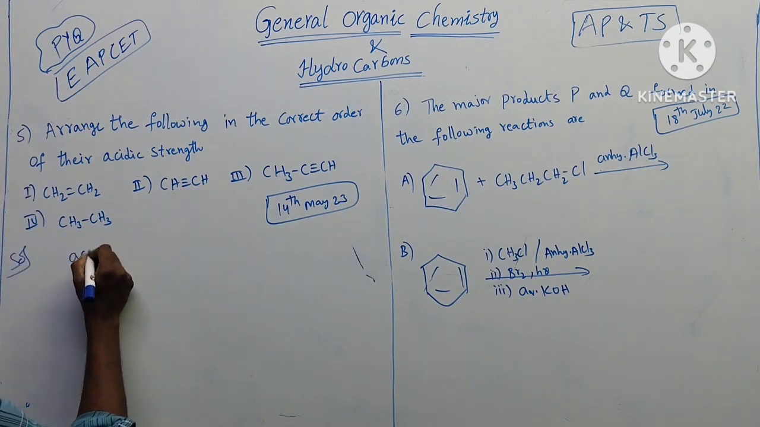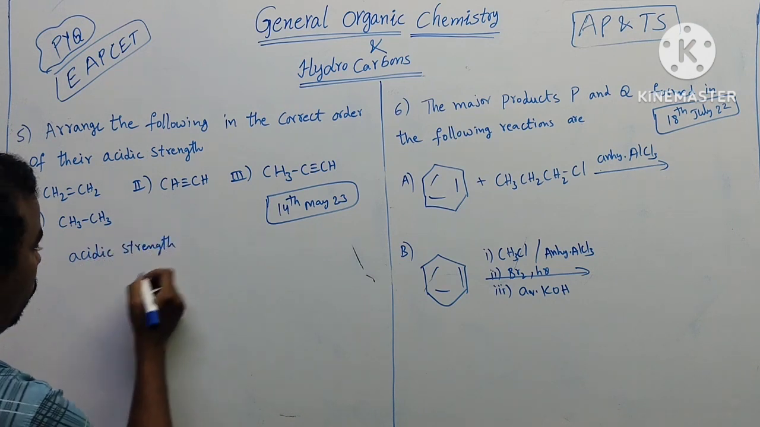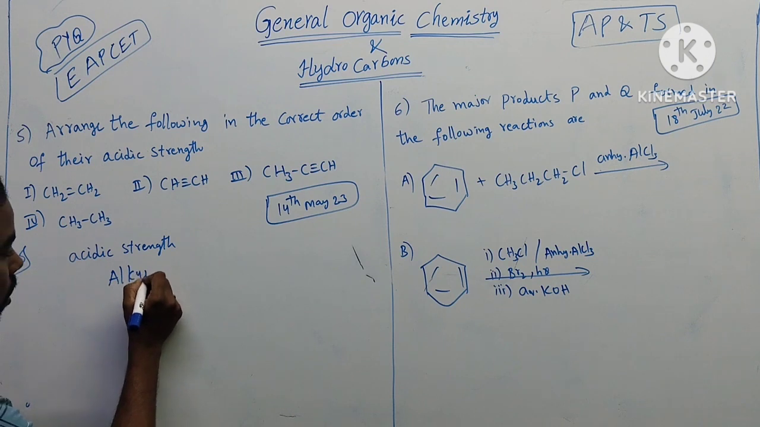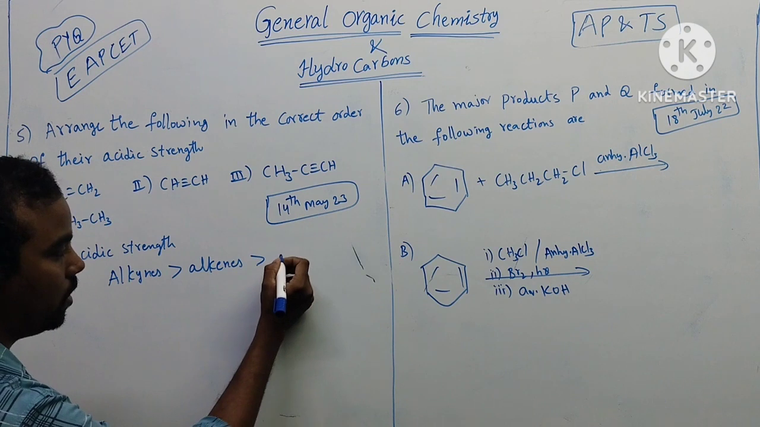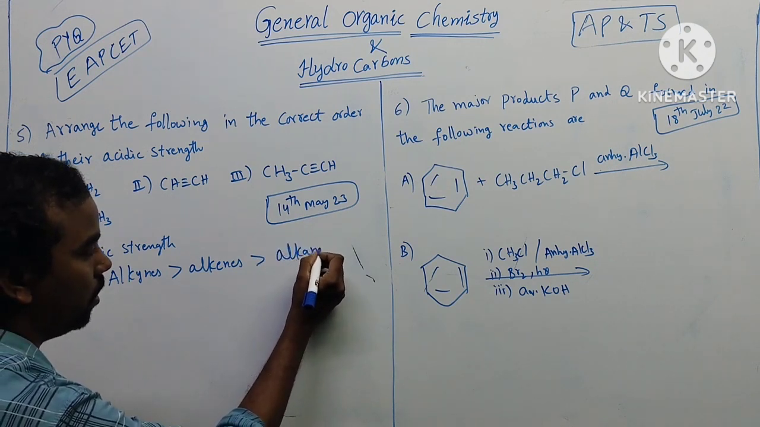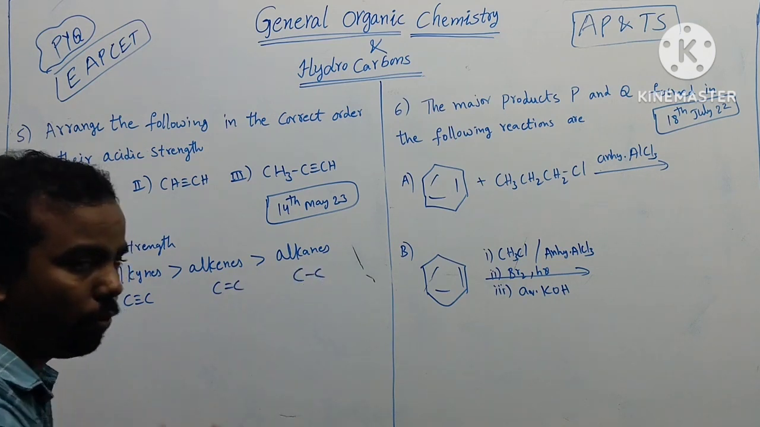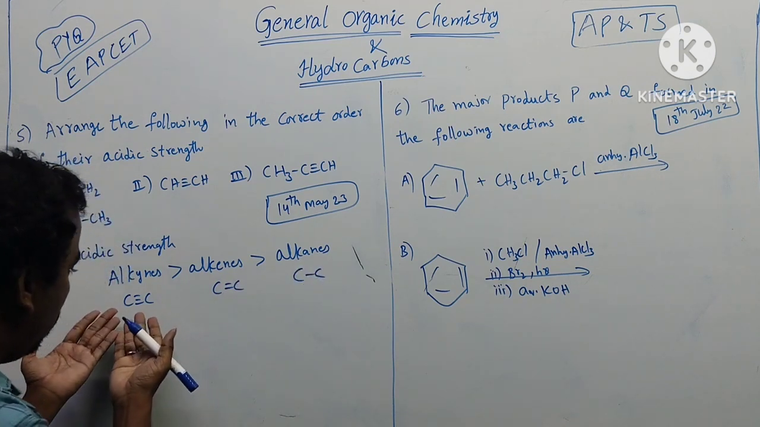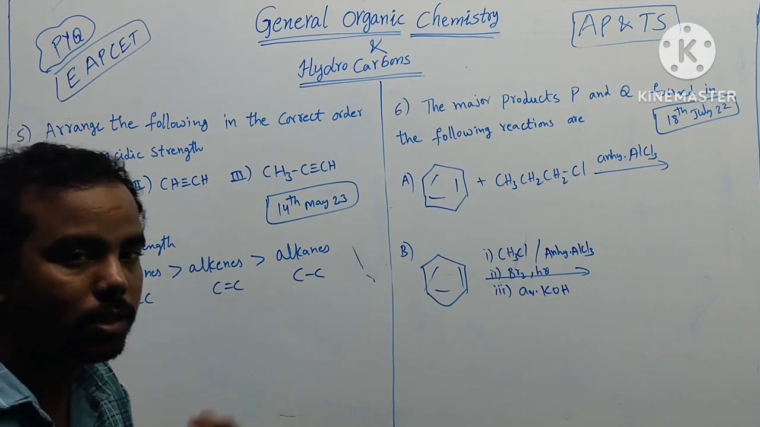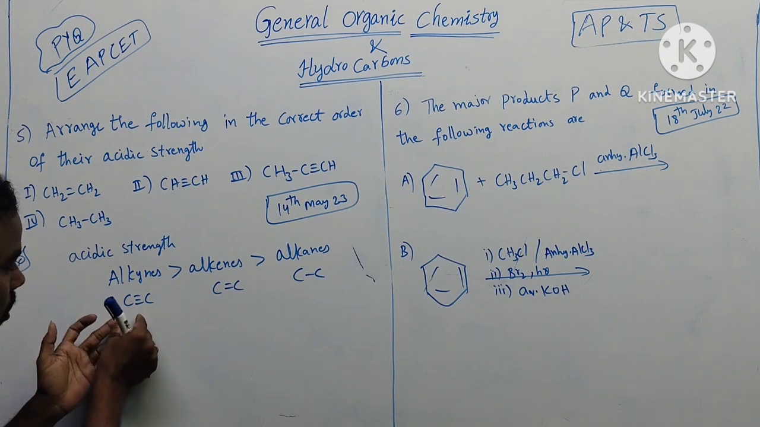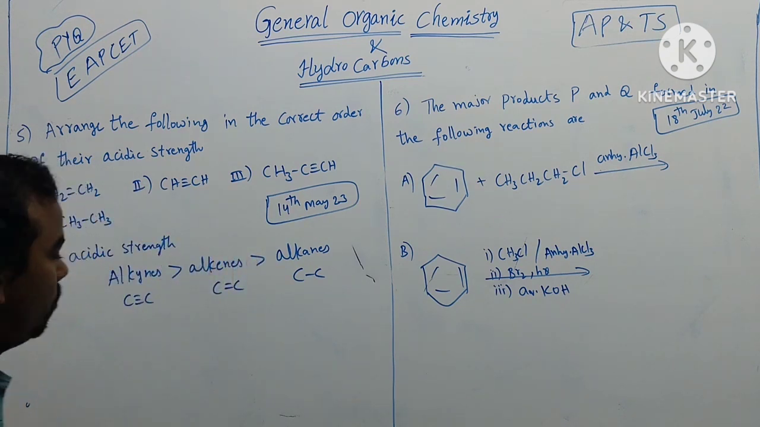So the acidic strength order is: alkynes are greater than alkenes, and alkenes acidic strength is greater than alkanes. Alkynes means C triple bond C, C double bond C, C single bond C. How do you find that C triple bond C has more acidic strength? Because of the percentage of s character. If s character is more, it has more acidic strength. If s character is less, it has less acidic strength.